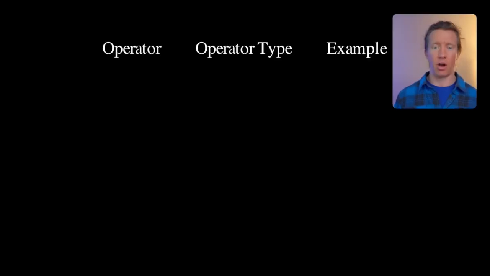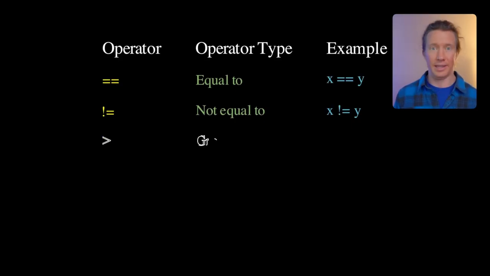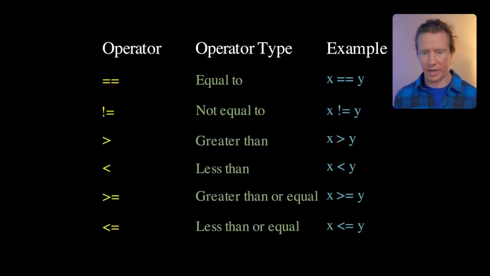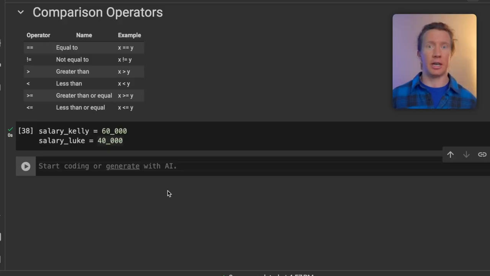All right, last up in this section are comparison operators. And this, just like you did in 2nd grade, is verifying whether values are equal to each other, not equal, or even greater or less than. So let's say I wanted to compare 2 salary variables, which we're going to be doing a lot of in the project section of this video. But for now, we're just going to compare these 2 variables of salary for Kelly and salary for Luke.